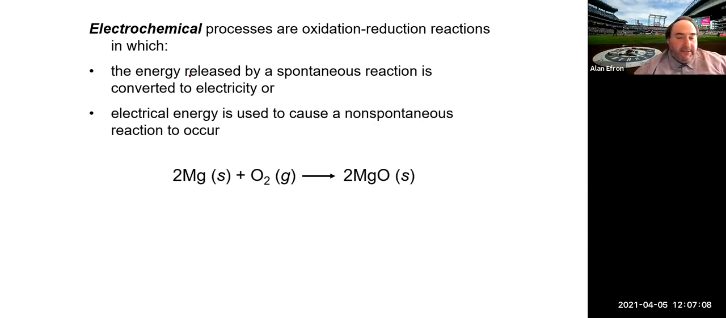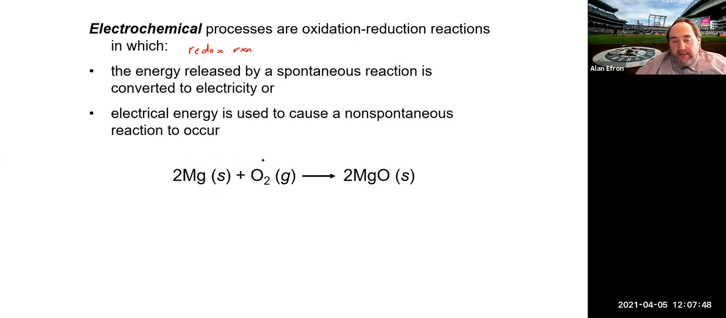So electrochemical processes are really redox reactions, which is oxidation reduction reactions. And when we talk about redox reactions, basically energy is released by a spontaneous process and is converted to electricity. It's based upon the transfer of electrons, which is what happens in a lot of electrochemical processes. We have electrons being lost by somebody, electrons being gained by somebody. And those electrons, as they go through this circuit, if you will, help conduct electricity.